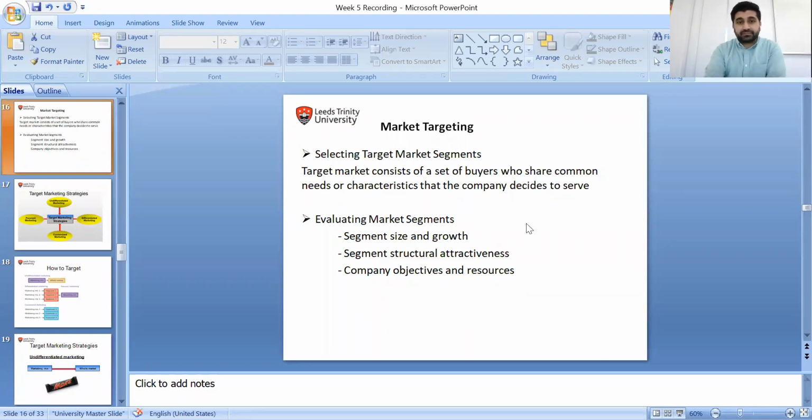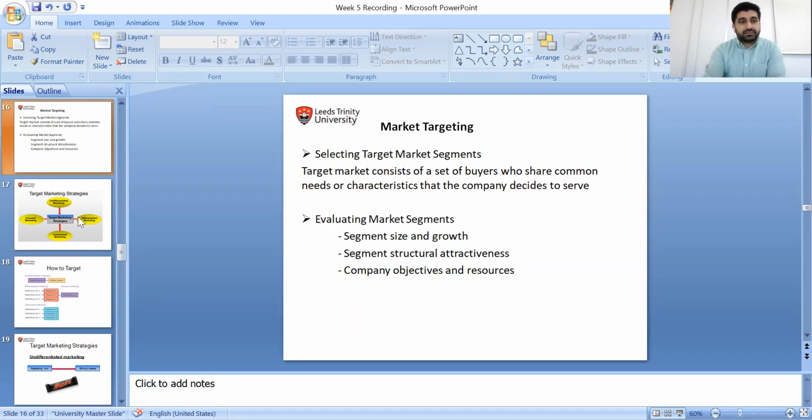In this segment, we evaluate based on the segment size and growth. We evaluate the attractiveness of that segment, and then we analyze the company's objectives and resources, to check that we have enough resources available to serve that specific segment.